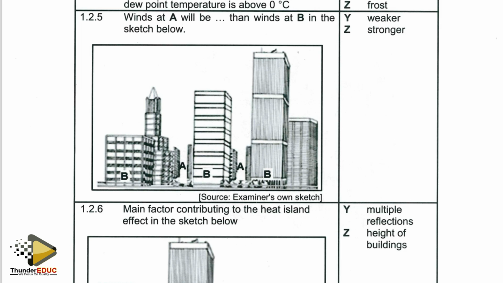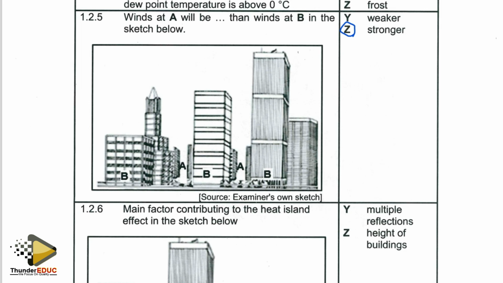A is more of a channelized wind, which is forced to blow in a given direction because of the barricade or the blockade caused by the buildings. So the winds will become stronger as they get concentrated and channelized towards a given direction. So they become stronger. In that instance, our correct response is item Z for stronger.